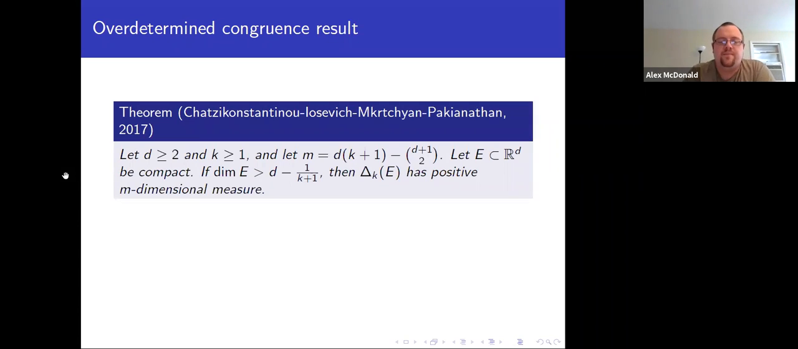So with this context, this is a theorem of Koh, Iosevich, McDonald, and Pham, a couple of years after the underdetermined case. So d greater than or equal to 2 and k, well, any k greater than or equal to 1, but what's new here is the k greater than d case, and let m be this dimension I just mentioned. I'm not going to go into the details of how they define the configuration space, but you can identify the space of congruences with this m-dimensional space with a natural measure. And under that identification, if the dimension of E is bigger than d minus 1 over k plus 1, then you have a positive measure set of congruence classes.